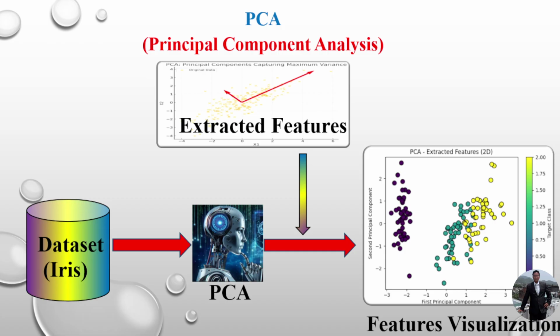In today's session, we are going to use this PCA, principal component analysis algorithm, to reduce the dimension of the features from the iris dataset. And once the features are extracted using PCA, the extracted features will be used for visualization using the Matplotlib library.